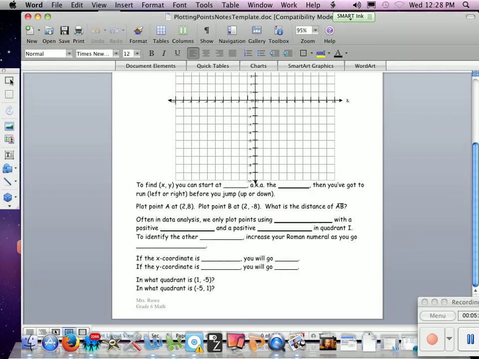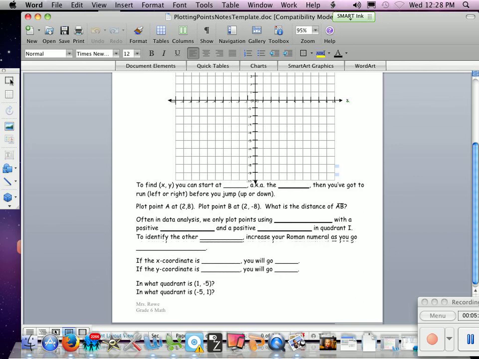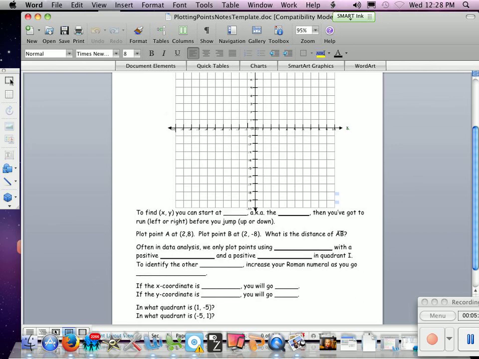And then just a little summary about the movements within your coordinates. So if the x-coordinate is negative, that's the new component of it this year for some, that's when you're going to go left instead of going right. If the y-coordinate is negative, that's when you're going to make sure you go down instead of going up.